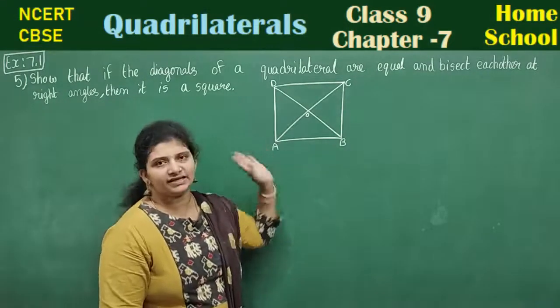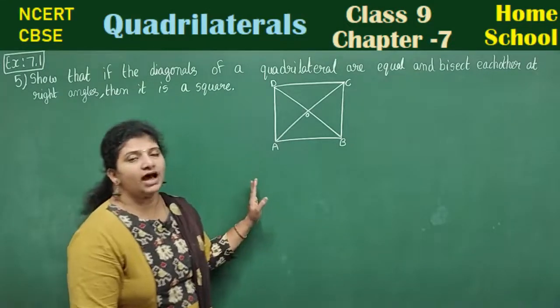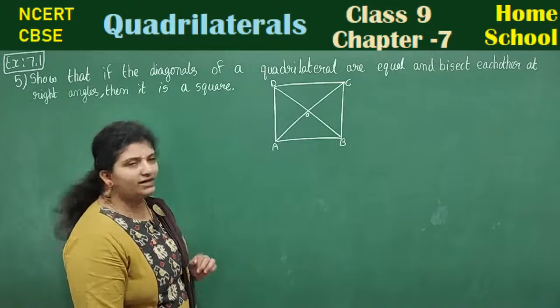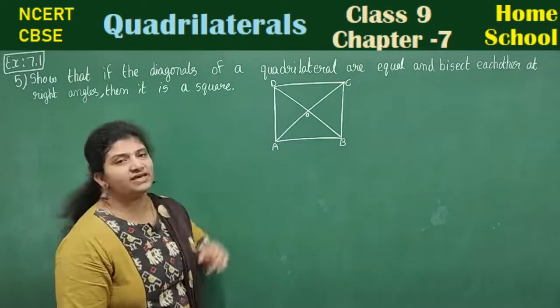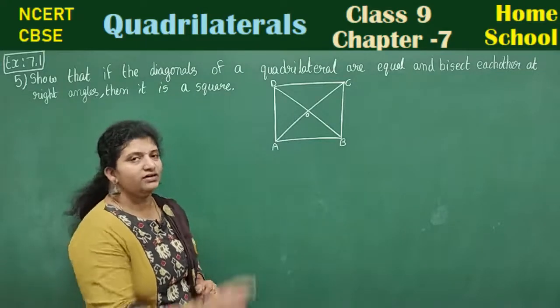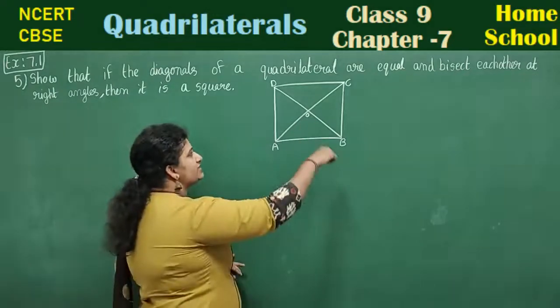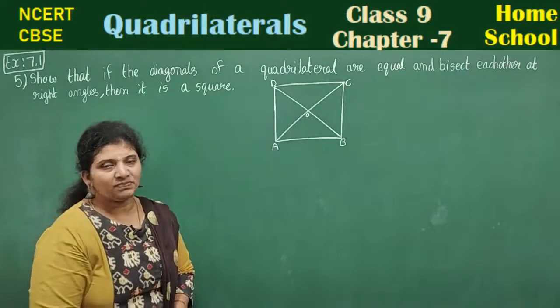ABCD is a quadrilateral. The diagonals of a quadrilateral are equal. What are the diagonals here? Identify. AC and BD are the diagonals. They are saying that diagonals are equal. AC is equal to BD.